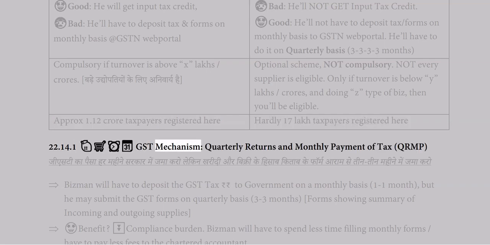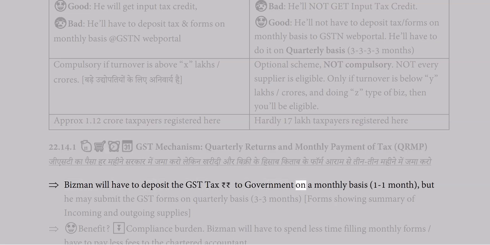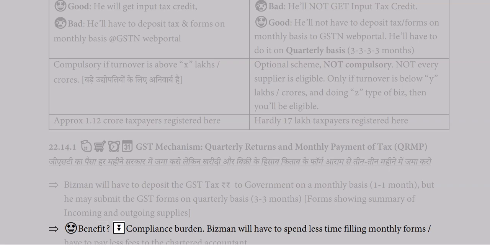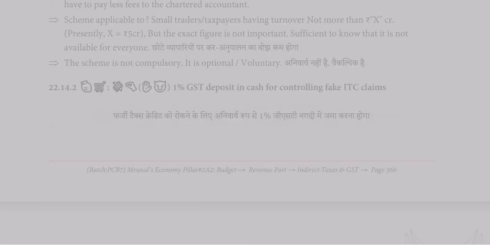22.14.1 GST mechanism: quarterly returns and monthly payment of tax, QRMP. The businessman will have to deposit the GST tax to the government on a monthly basis, 1 to 1 month, but he may submit the GST forms on a quarterly basis, 3 to 3 months, forms showing a summary of incoming and outgoing supplies. Benefit: reduced compliance burden. The businessman will have to spend less time filling monthly forms and pay less fees to the chartered accountant.